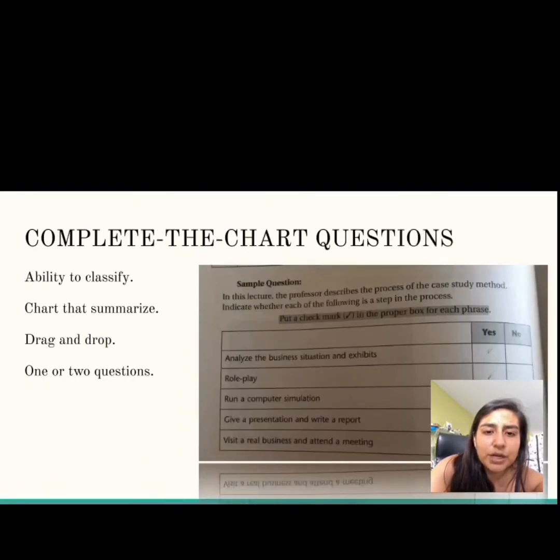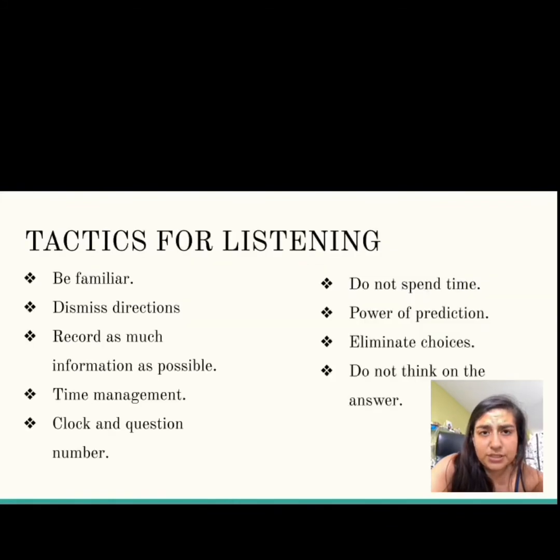As the final question, we have completed chart questions, and it is focused on the ability that the test taker has to classify and determine points. It is to summarize all or just a part of the lecture. And as in the previous kind of question, you have to click on A, B, C, or D choices and then on the box it belongs. And also there will be 1 or 2 times that this question can appear in the test.